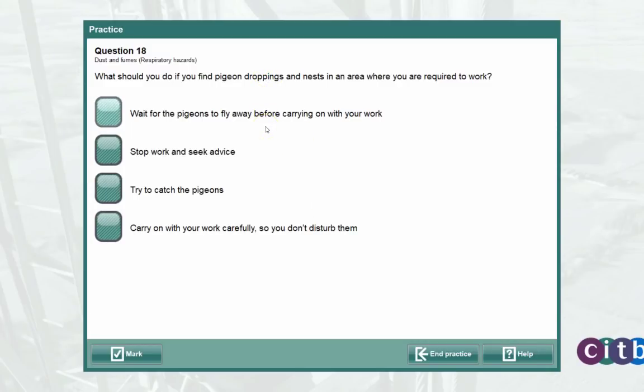What should you do if you find pigeon droppings and nests in an area where you are required to work? Wait for the pigeons to fly away before carrying on with your work. Stop work and seek advice. Try to catch the pigeons. Carry on with your work carefully so you don't disturb them.